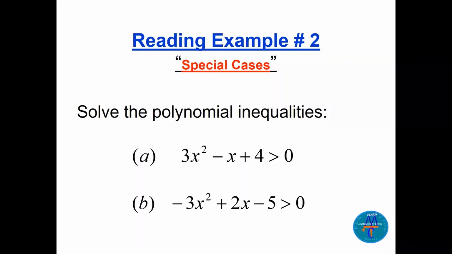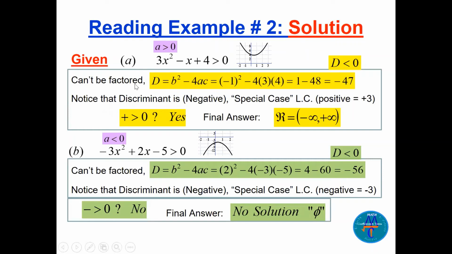Now let's look at reading example number 2, special cases. Solve the polynomial inequalities. When you look at inequalities like this, if you cannot factor, then we have to find the discriminant. Here A is positive 3 and A here is negative 3. You will see what happens. Now, if you cannot factor, you find the discriminant, b squared minus 4ac. So minus 47, so the discriminant is negative.